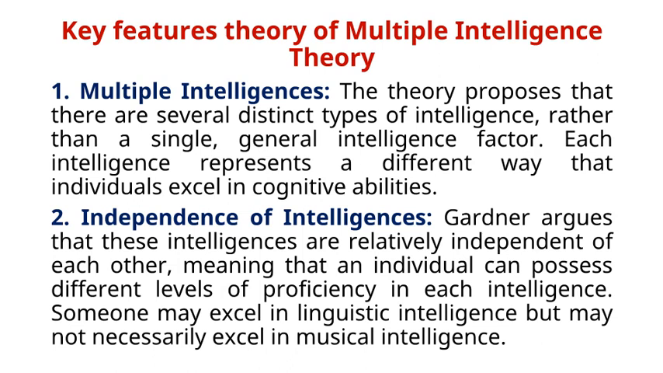2. Independence of intelligences. Gardner argues that these intelligences are relatively independent of each other, meaning that an individual can possess different levels of proficiency in each intelligence. Someone may excel in linguistic intelligence but may not necessarily excel in musical intelligence.